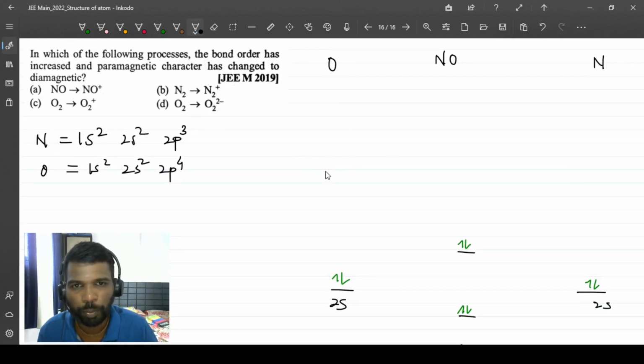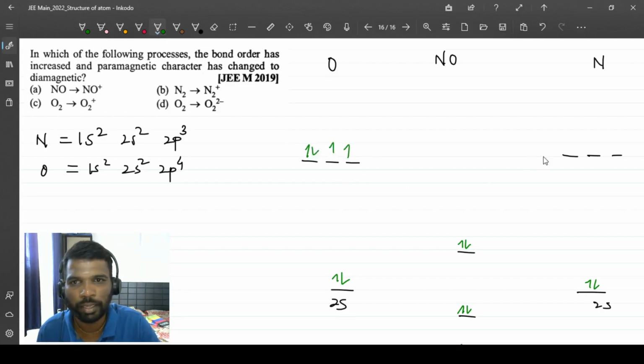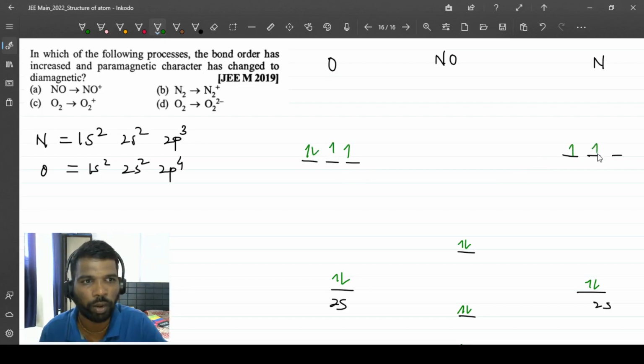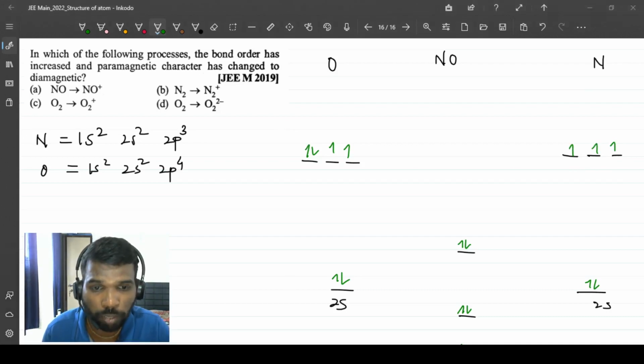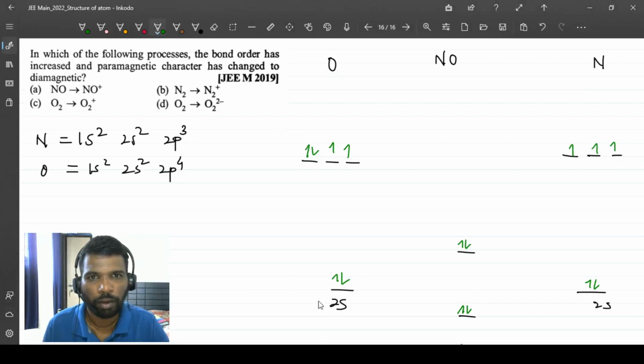P orbital means px, py, and pz. In the case of oxygen, there are four electrons: one, two, three, and four. In the case of nitrogen, there are three electrons: one, two, and three. So this whole system, the NO molecule system, is more than a 14 electron system, like 7 and 8. It is a 15 electron system.